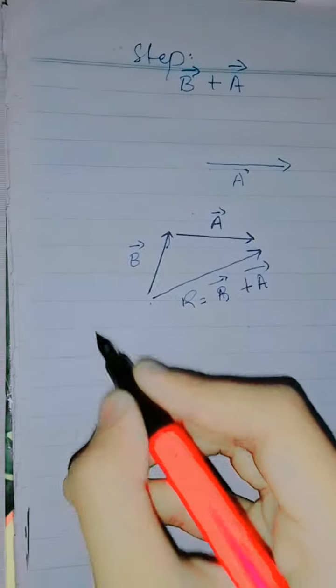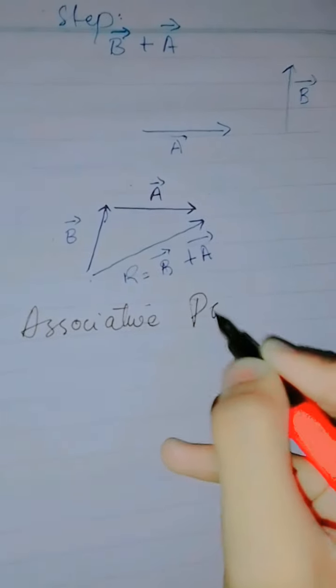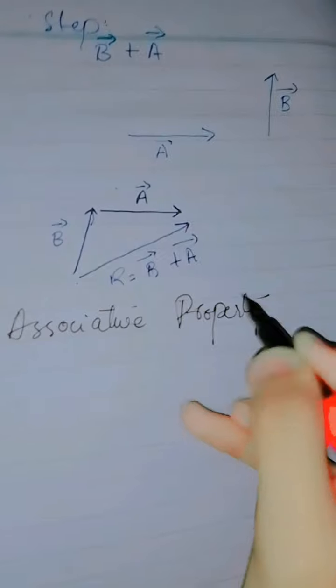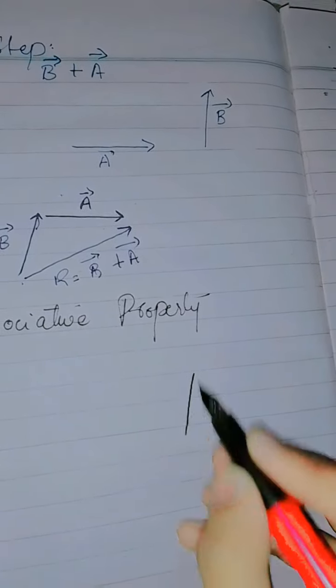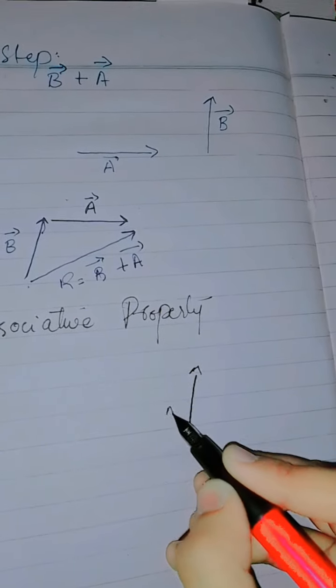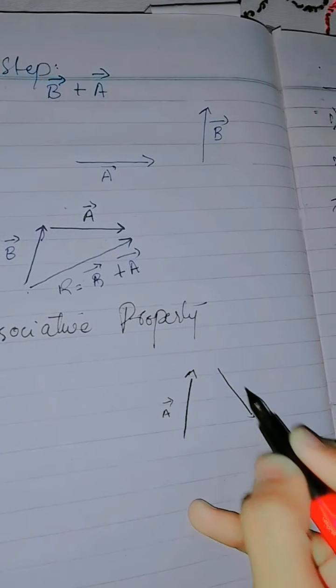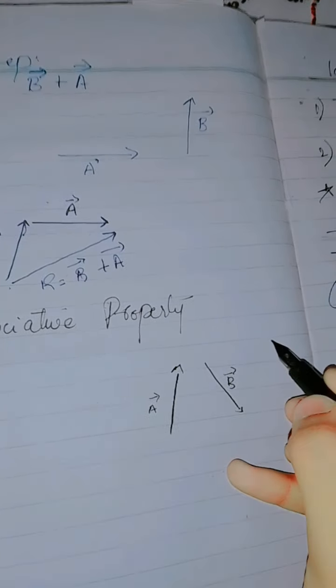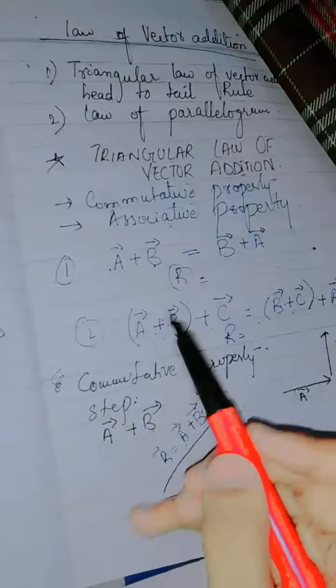Now talking about the associative property. For example, there are three vectors: vector A, vector B, vector C. Now first of all, proving (A plus B) plus C.